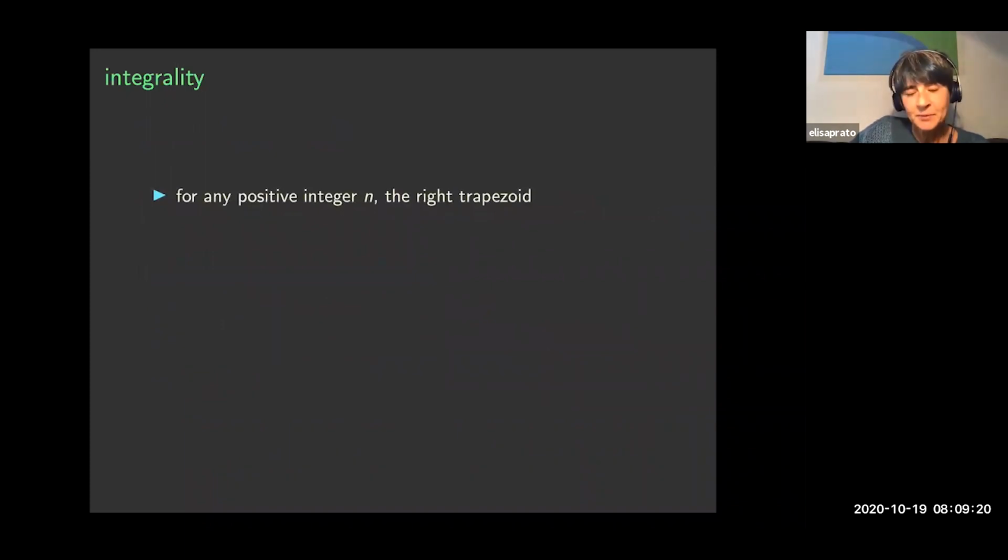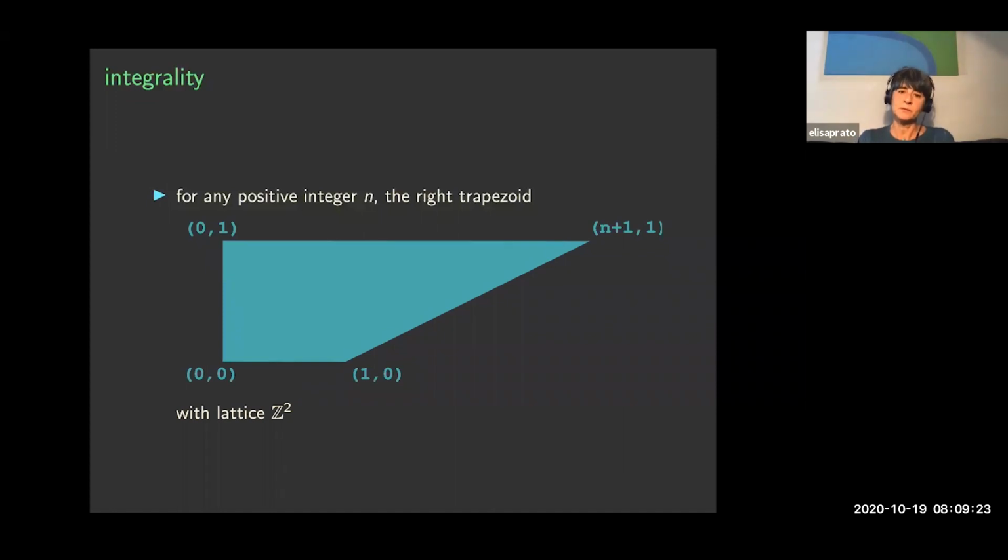Then another example of smooth polytope is the following trapezoid that has vertices (0, 1), (n+1, 1), (0, 0), and (1, 0). Again, with respect to the lattice Z². I didn't mention the normal vectors. You have all the obvious choices in the previous examples. Here we have a specific choice, which is also obvious, but I will describe it in detail later. I will come back to this trapezoid shortly.